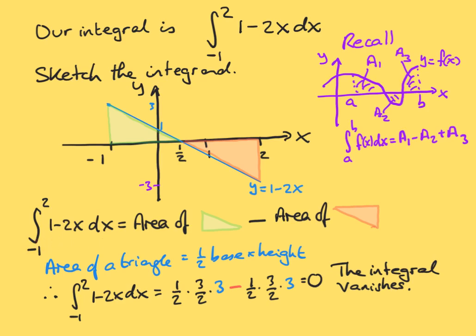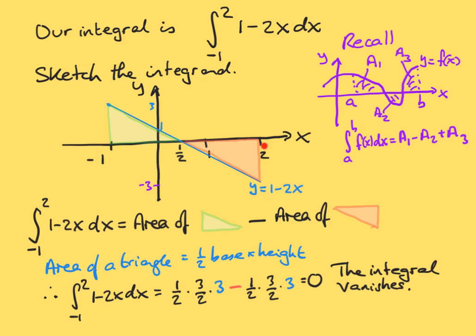Now, if you look at these triangles, they look fairly similar, so we think this integral is going to be small, and actually you can easily convince yourselves that these two triangles have the same area. The area of a triangle is a half the base times the height. So the base of this triangle is 3 halves because it goes from -1 to a half. So it's 1 plus a half, 3 halves. The base of this triangle is a half and then 1, so it's also 3 halves. And the height of this triangle is 3, and the height of this triangle is also 3.